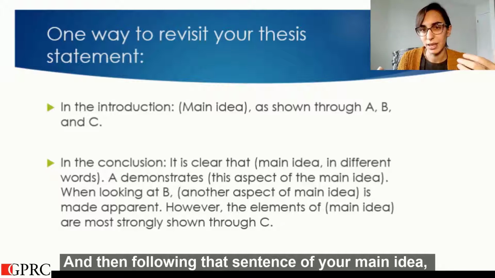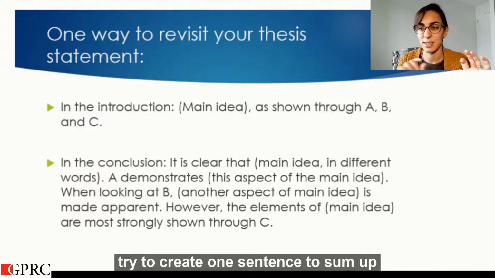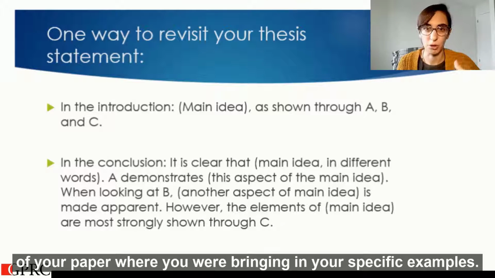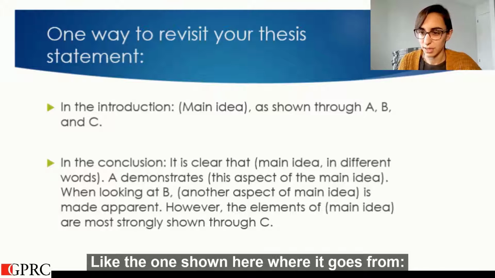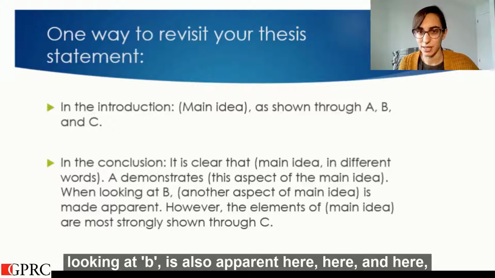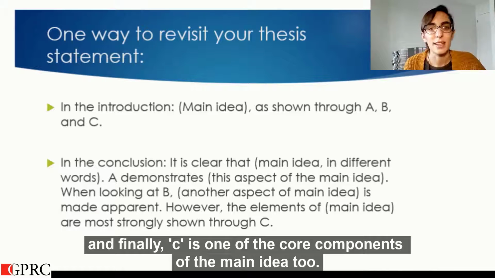And then following that sentence of your main idea, try to create one sentence to sum up either each of your body paragraphs or each of the main sections of your paper where you are bringing in your specific examples, like the one shown here, where it goes from, it is clear that this was my main idea, while A demonstrates this aspect, looking at B is also apparent here, here, and here. And finally, C is one of the core components of the main idea too.